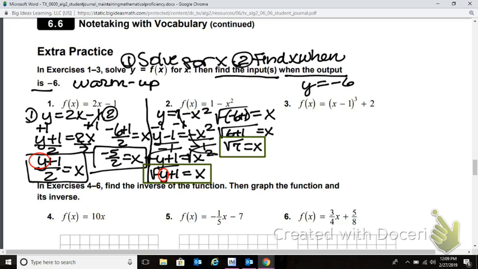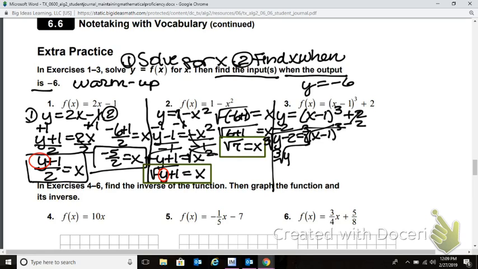Okay, number 3, same thing. y equals x minus 1 cubed plus 2. So first thing would be to undo the addition. We'll subtract 2 on both sides. Then to undo the exponent, you take the root. So since the exponent's a 3, we will take the cube root of both sides. That'll cancel on the right.